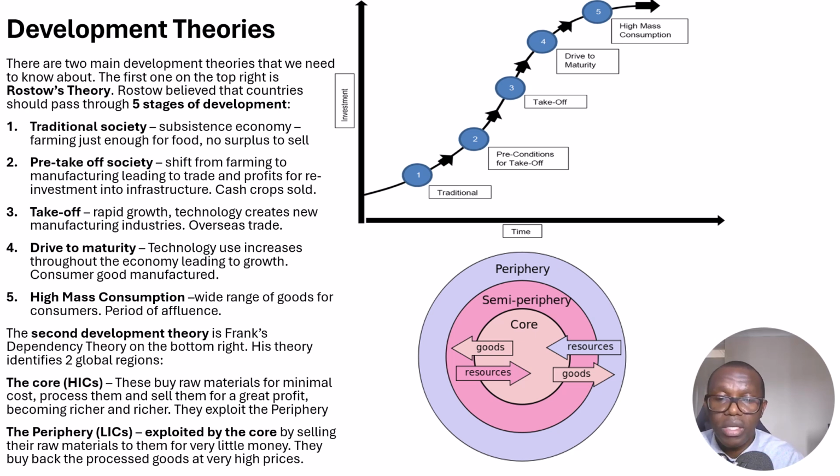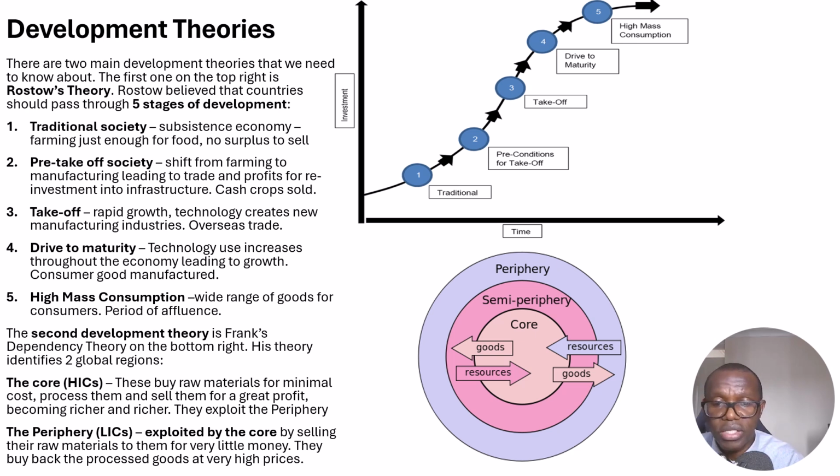Now we can see that the first stage of development is the traditional society. During this stage, a country has a subsistence economy. Now, subsistence economy here refers to an economy that relies on farming, and it's where people in the country farm just enough for their own food, and they do not have a surplus that they can sell to get money.